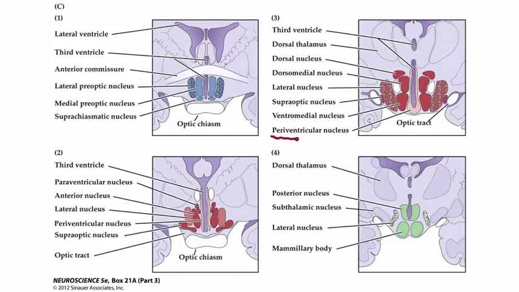There's a very interesting pair of nuclei that we find right along the wall of the third ventricle and just inferior to it. These nuclei are found in what we might call the periventricular zone, right around the third ventricle. There's a nucleus called the periventricular nucleus, and there's another one called the arcuate nucleus. And these nuclei are intimately related to the production of hormones in the anterior part of the pituitary gland. This is the part that we call the adenohypophysis.